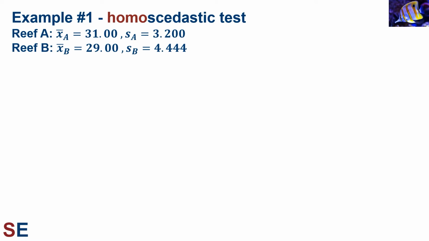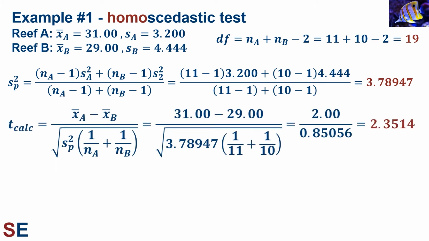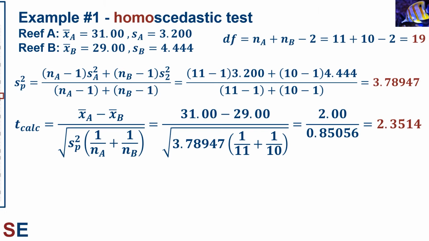First, we need the degrees of freedom, which is the sum of the sample sizes minus 2, which is 11 plus 10 minus 2 equals 19. Then we should calculate the pooled variance, since we'll be using it in our t-calculated equation. For this, we use the equations shown, the variances of 3.200 and 4.444, weighted by the degrees of freedom and divided by the overall degrees of freedom to give us a pooled variance of 3.78947. Then we plug the pooled variance into the equation shown, along with the sample means and sample sizes, to get a final t-calculated value of 2.3514.